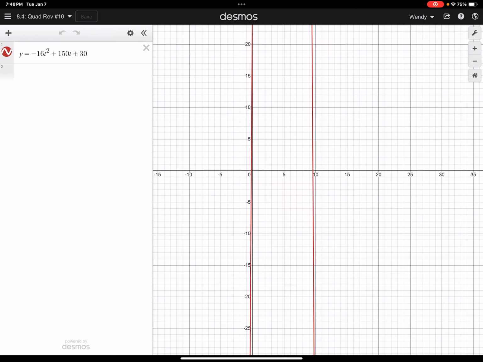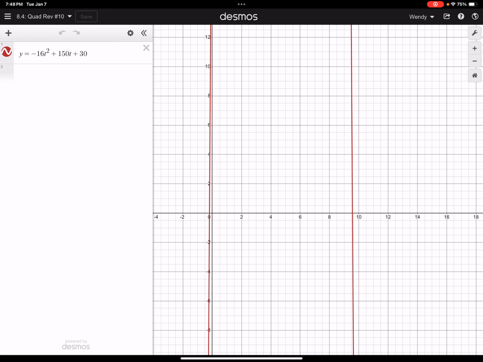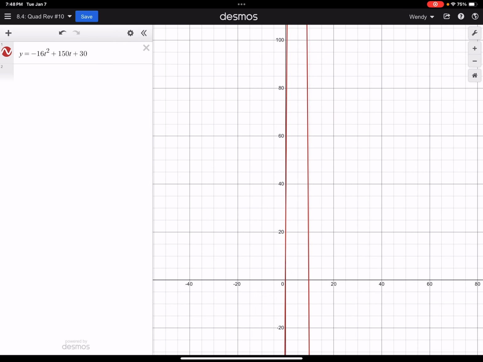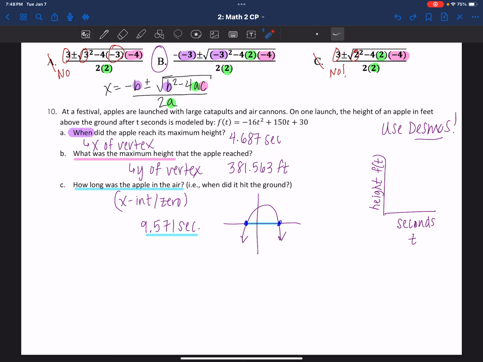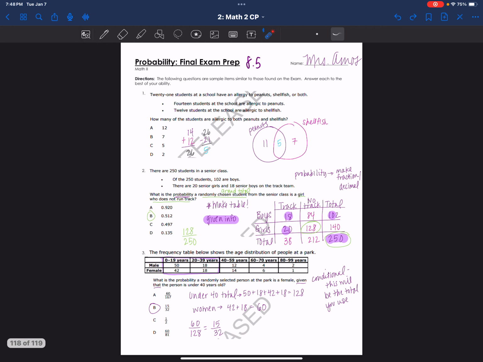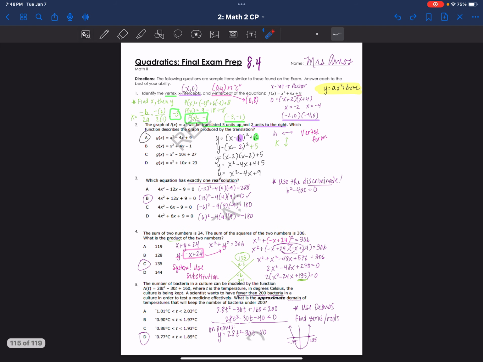There we go. All right, now that you've got that, you can click on your x's, or your zeros, excuse me, and then you can subtract to figure out how many seconds it took. When you take your values, you're going to get 9.571 seconds. All right, and that is your quadratic review.